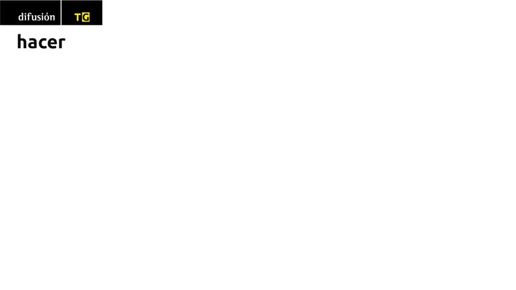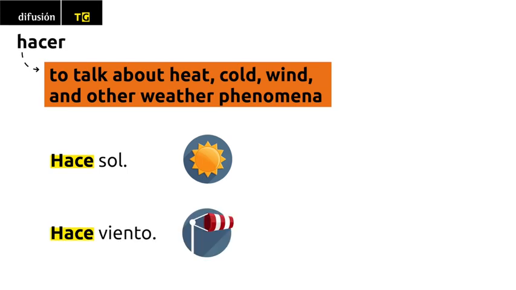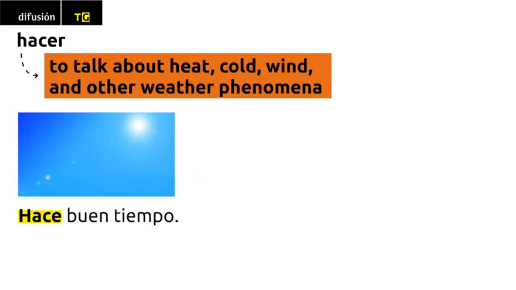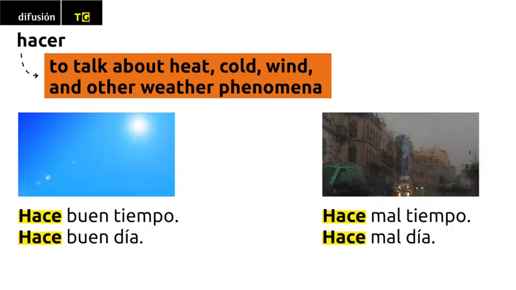Impersonal constructions containing the verb hacer are used to talk about heat, cold, wind, and other weather phenomena. Hace sol. Hace viento. Hace frío. Hace calor. Hace buen tiempo. Hace mal tiempo. Hace buen día. Hace mal día. Hace 30 grados.